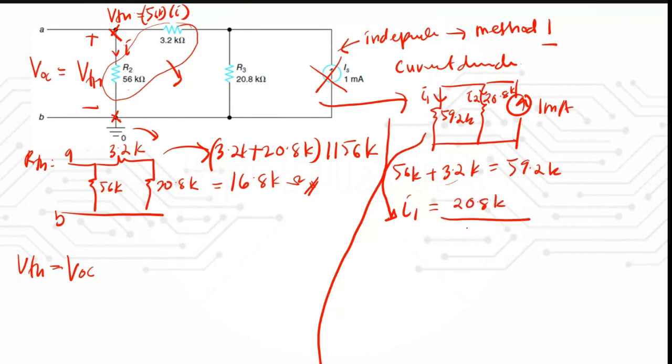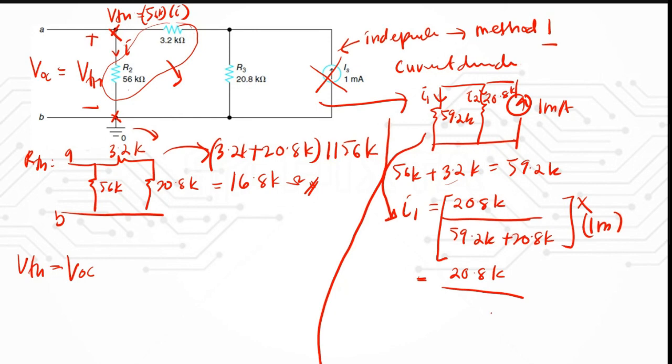20.8K over 59.2K plus 20.8K, times 1 milliampere. So now you have 20.8K over 80K. When you do the summation for these two resistors, you get 80K, and then you can times it with 1 milli, and then you know that your I1 here is actually equal to 0.26 milliampere.